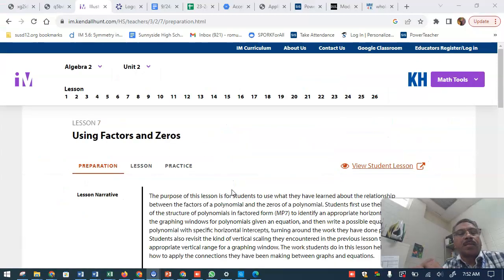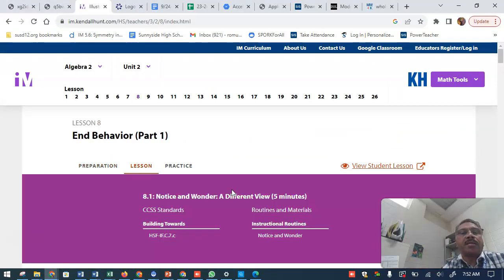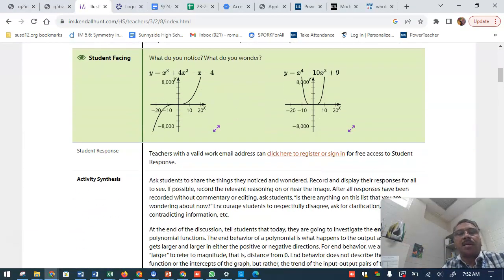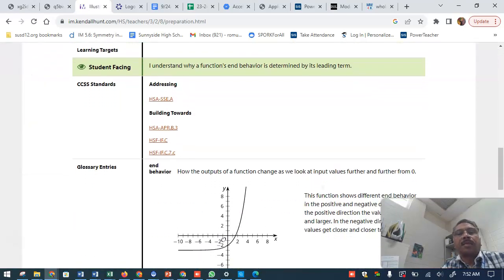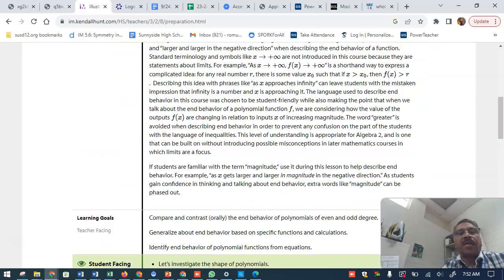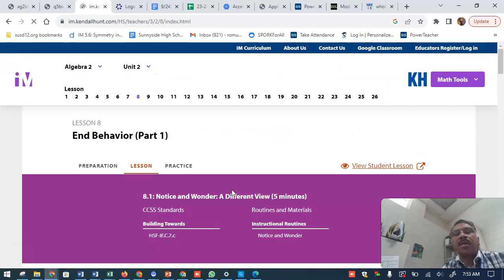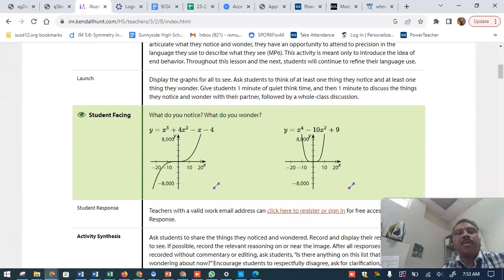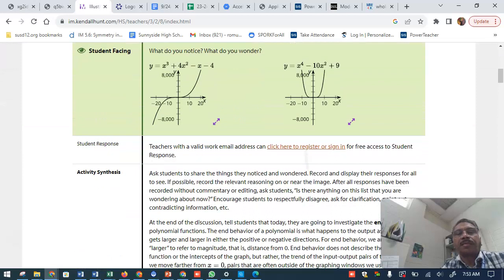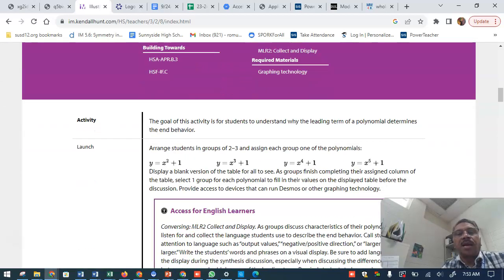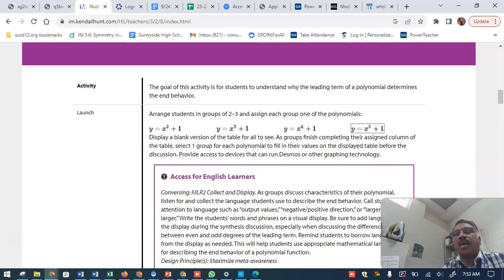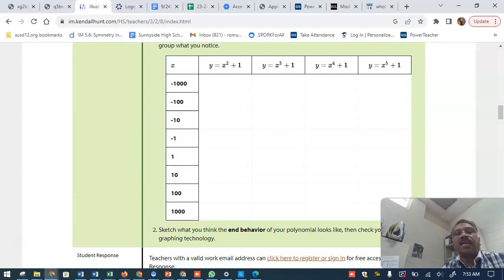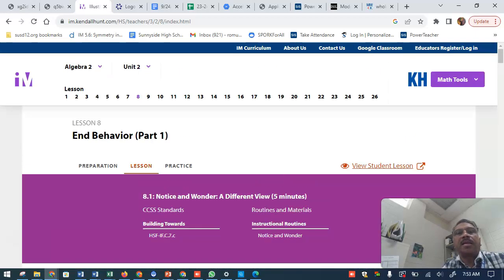Let's do the next. I'm going to go for lesson number 8. If you check this, the learning target is to know the end behavior of the polynomial function. How does the graph behave when there's a square, a cube, a 4? How does the graph look? There's an activity here, but I'm going to go directly and solve the practice problem to help you understand better.